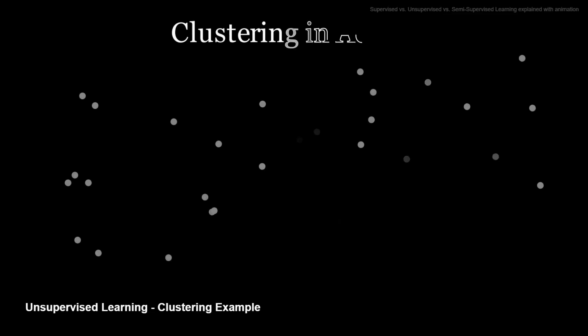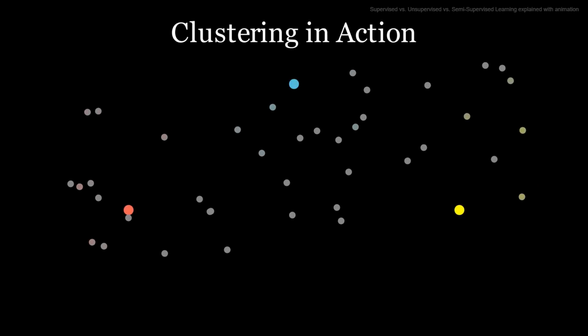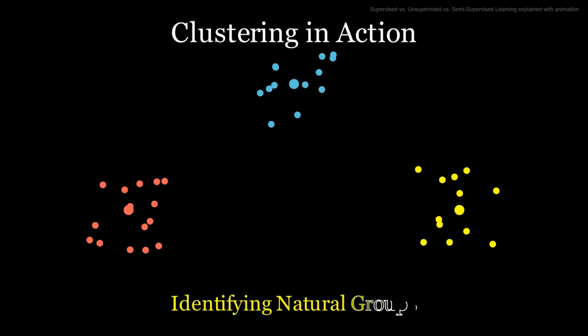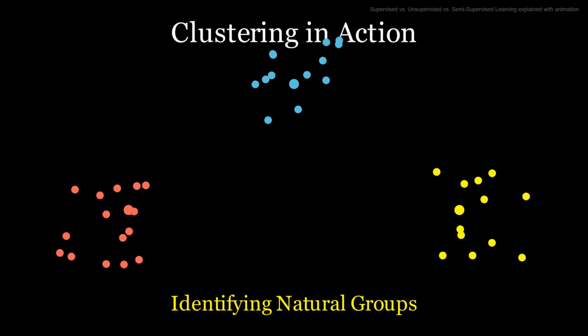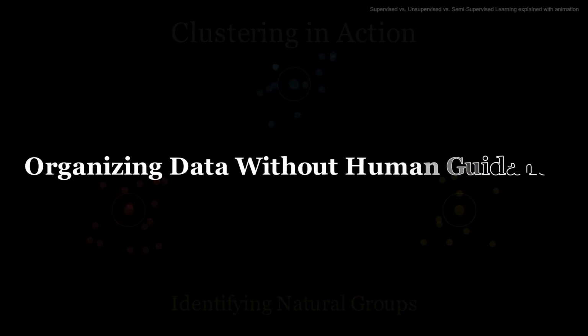A common application of unsupervised learning is clustering. Here, the algorithm's goal is to identify natural groupings or clusters within the unlabeled dataset. Imagine a dataset of customer purchase histories without any predefined segments. A clustering algorithm could group customers with similar buying habits together, allowing businesses to tailor marketing strategies. The machine analyzes the inherent similarities and differences between data points to form these clusters, effectively organizing the data without human guidance on what the groups should be.